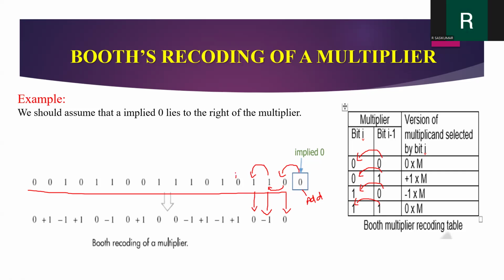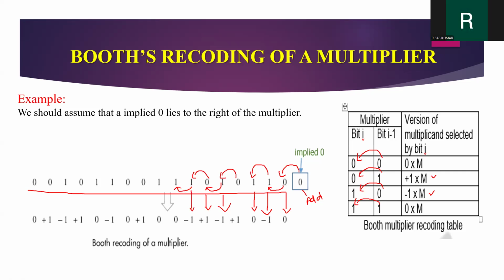And a 0 to 1 transition. So 0 to 1 transition means minus 1. And this is a 1 to 0 transition, so plus 1. 1 to 0 transition means plus 1. And again a 0 to 1 transition, so minus 1.